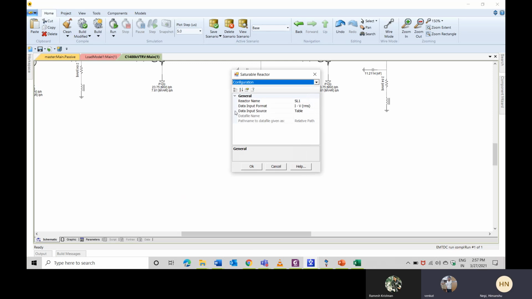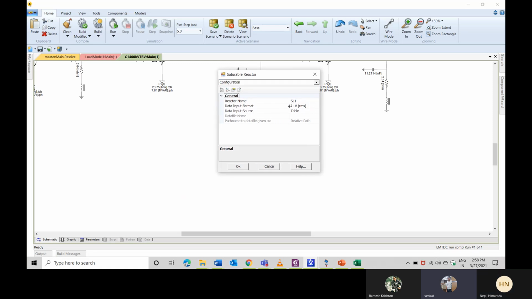A saturable reactor is like a transformer. After reaching some particular voltage, it draws a huge amount of current. That is what we call saturation, right? We have to get that information from the customer.